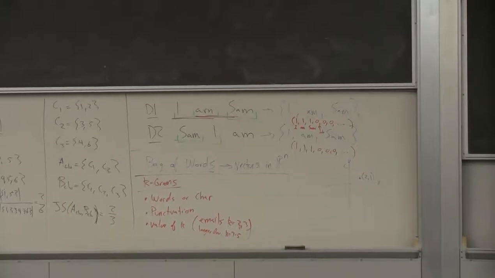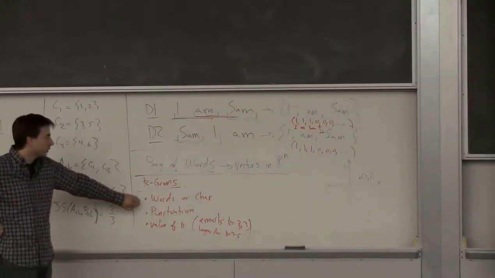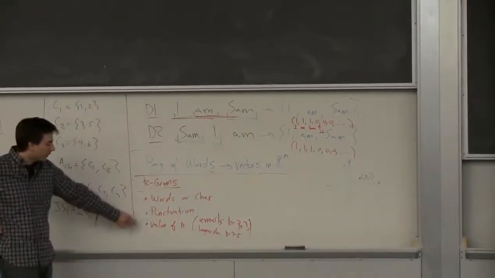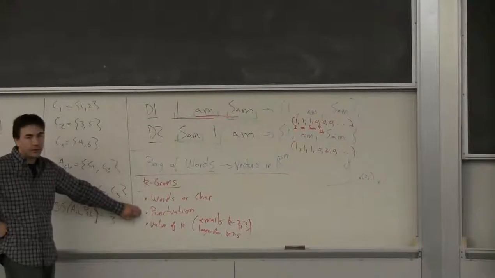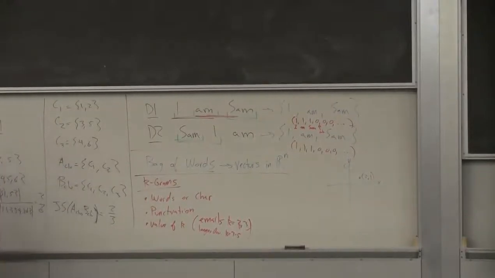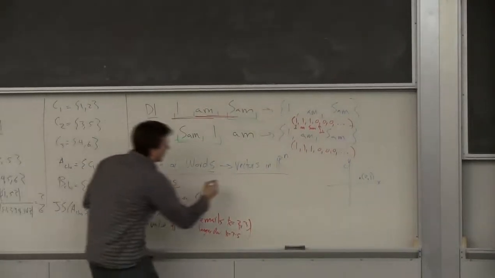Let's see. What are some other modeling choices that I made that I haven't mentioned so far? So here are some basic modeling choices. Words or characters. The value of K. Whether I included the punctuation. Whether you cast it in lowercase. Yeah, so case.